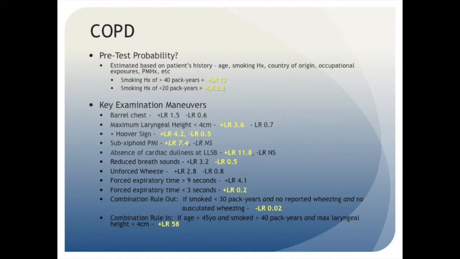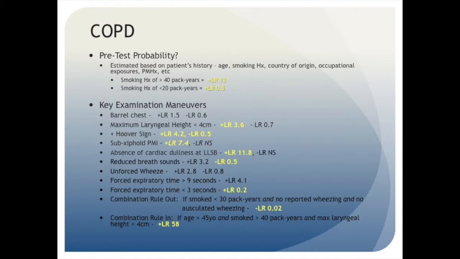To begin, we estimate our pretest probability, which is our best guess as to whether or not we think this patient has COPD and how sure we are about that expressed as a percent. Now this is based on aspects of the patient's history, such as their age and, as you may have guessed, their smoking history is of paramount importance here.